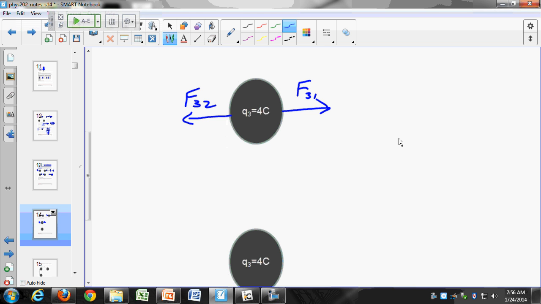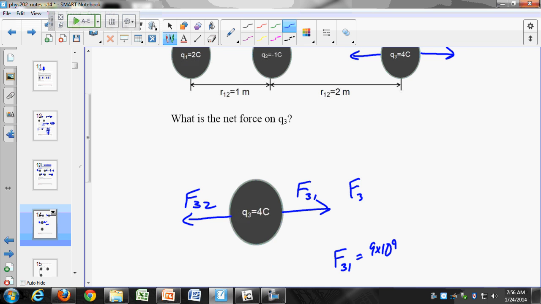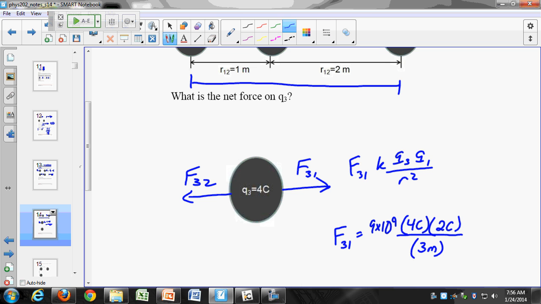So I can use Coulomb's law to find F31. That's going to be k, which is 9 times 10 to the ninth, times, let me write Coulomb's law here, Q3, which is 4 coulombs, Q1, which is 2 coulombs, divided by the distance between them. The distance between Q3 and Q1 is 3 meters, squared. So that is equal to 8 times 10 to the ninth newtons.